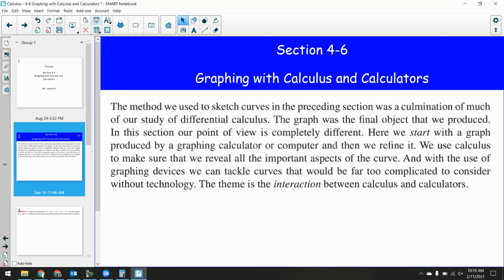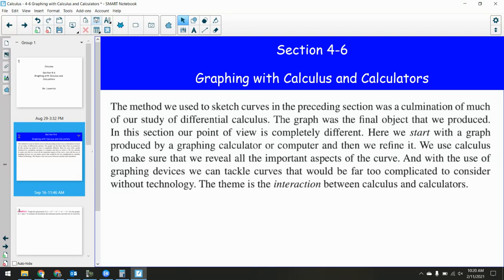In this section, our point of view is completely different. Here we start with a graph produced by the graphing calculator. Now they kind of present it as if you are using your handheld graphing calculator. Like in the book, it talks about changing your window to certain things and so on. But in my mind, I'm like, why not use Desmos? Why not use our computers? If we're going to be looking at a graphing system on a piece of technology, why not use Desmos? Because it's so nice to use. Why actually try to use our calculators? Because it just is so much easier, and you'll see why here in a second.